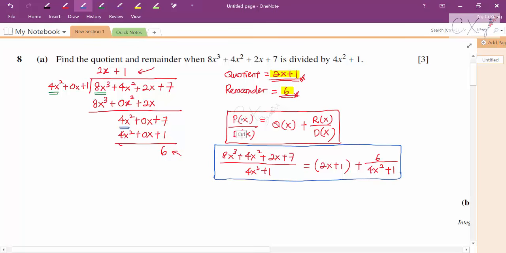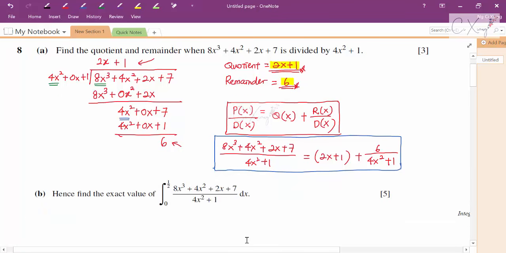All right, polynomial divided by divisor equals quotient plus remainder over divisor. So generally for this example, we have this equation. Why is this equation important? Because we might need to apply this answer in part B later. But for question number 8, part A, you just need to focus on finding the quotient and remainder. Okay, so let's continue to part B.